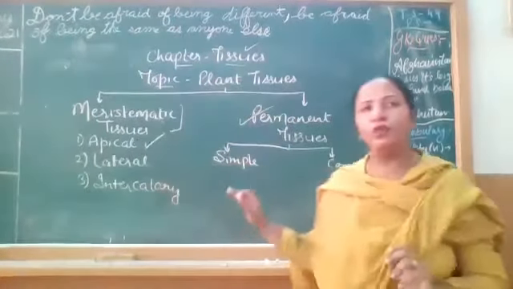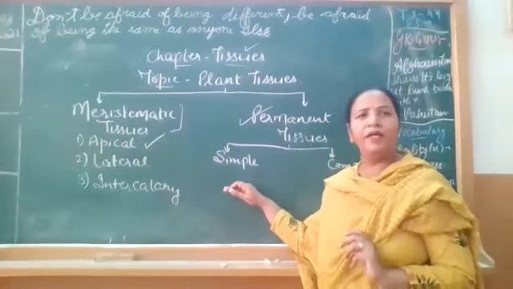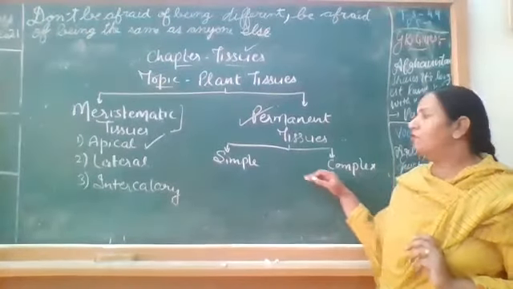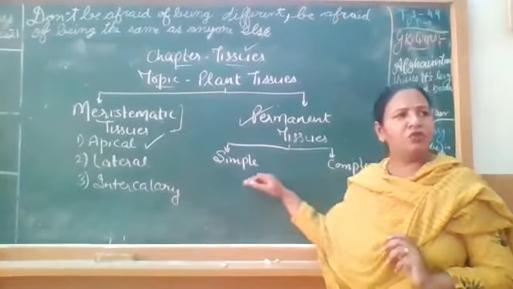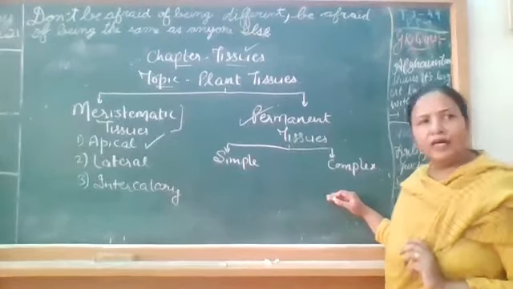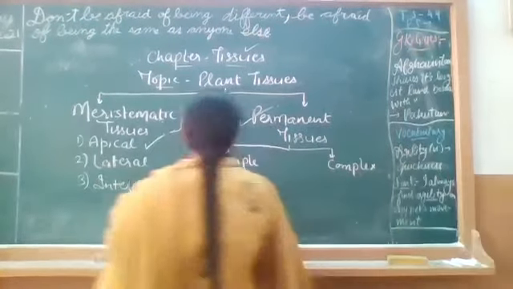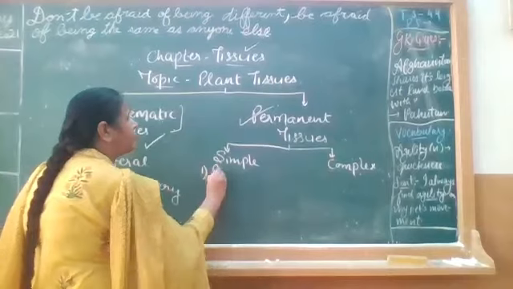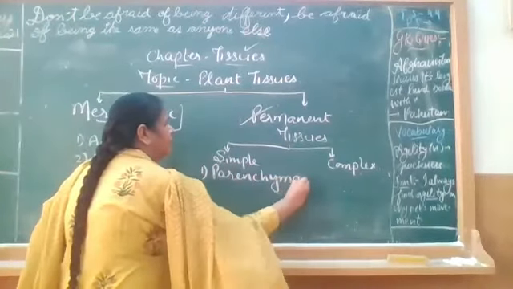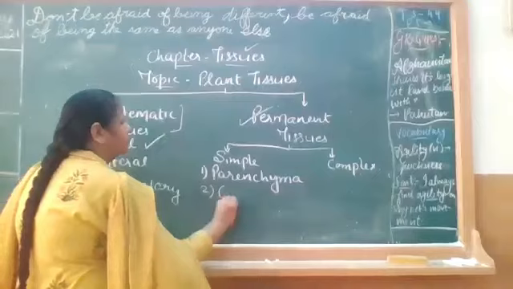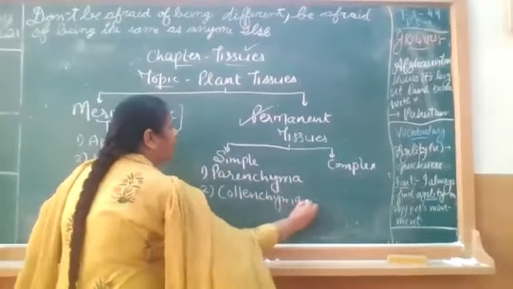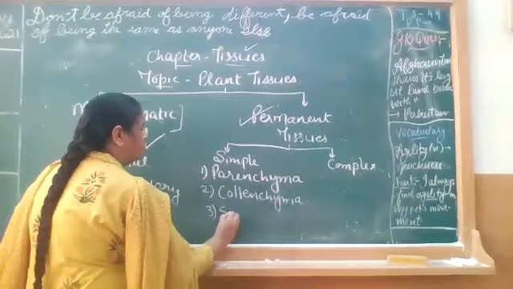Permanent tissues are of two types. First is simple permanent tissue, then second is complex permanent tissue. Clear? Yes, ma'am. Simple permanent tissues are of three types. First is parenchyma. Second is collenchyma. And third is sclerenchyma.